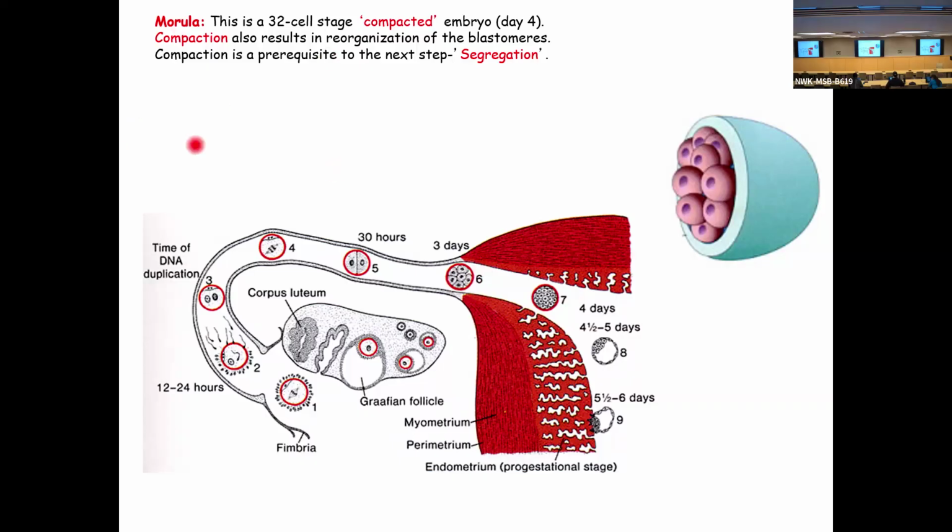Morula, let me get to this part. This is a 32-cell stage compacted embryo, right? Once we start undergoing mitosis, the cells that are being created start compacting. Compaction also results in reorganization of the blastomeres. Compaction is a prerequisite to the next step, which is segregation, okay? These are all different concepts that I keep repeating. That's probably the best way to learn.